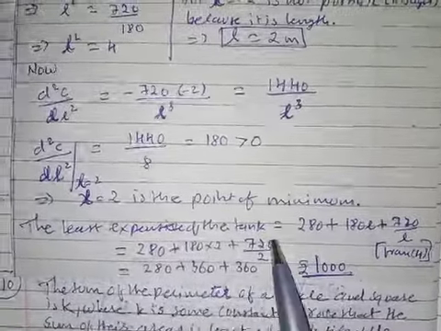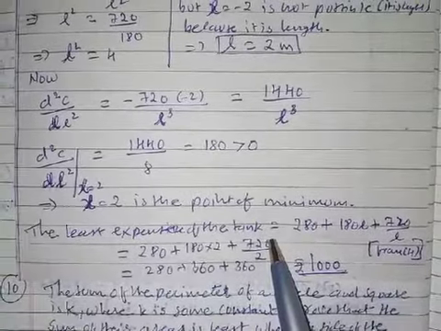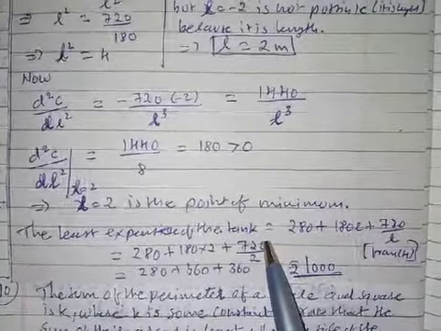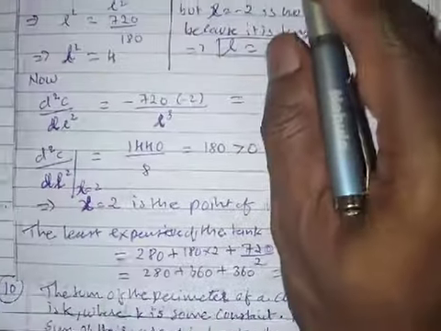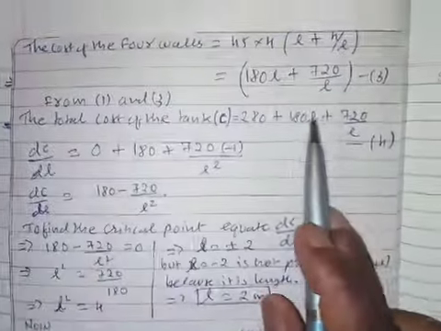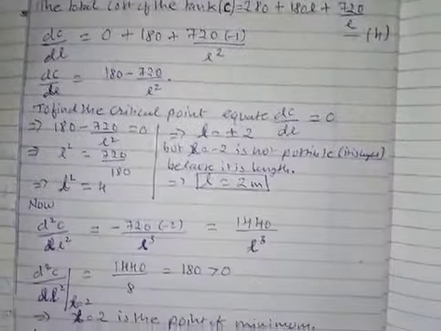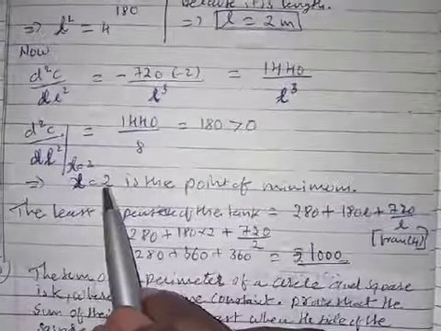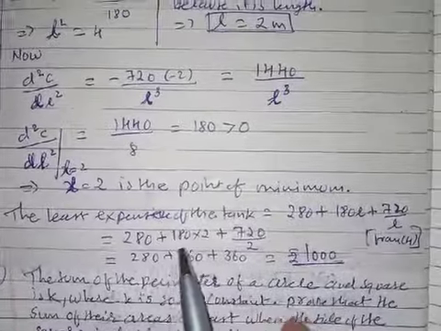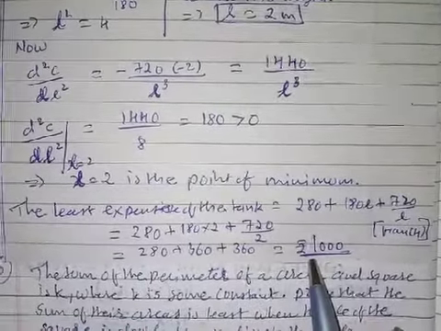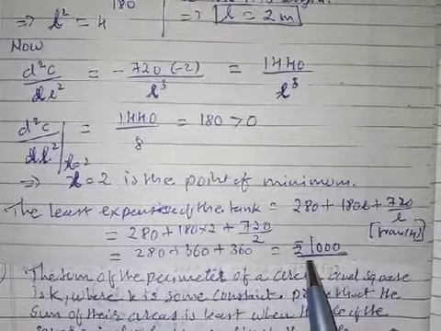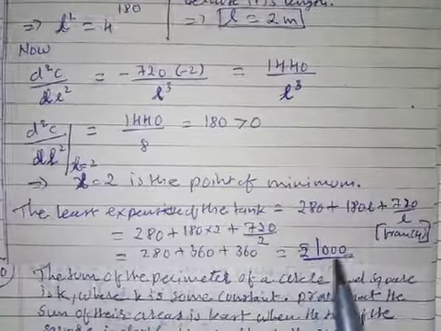So for the least expense, we substitute in the total cost equation. L is 2 here, L is 2 from equation 4. Substitute L is 2 for the minimum, then it will become 1000 rupees. The least expense of the tank will be rupees 1000.